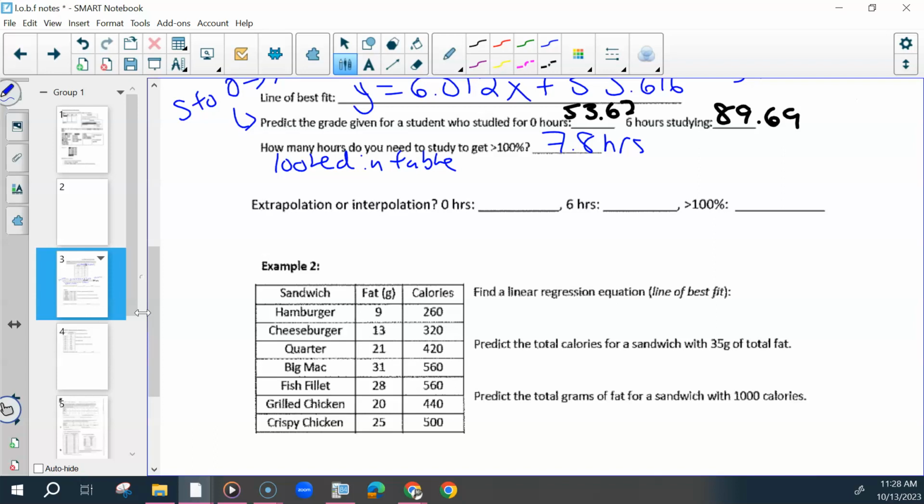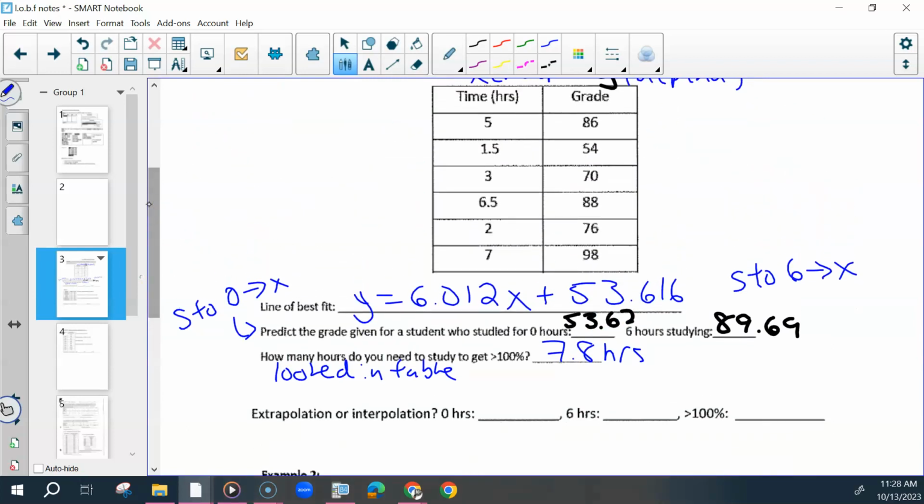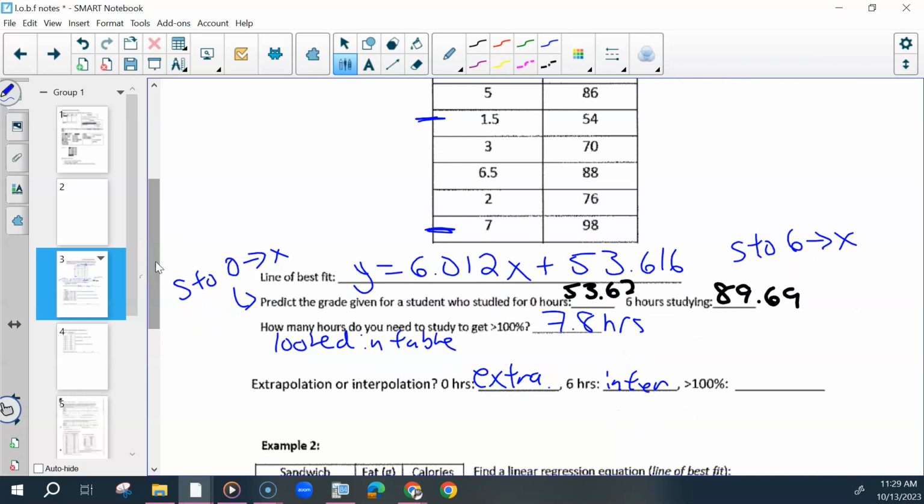Extrapolation is when you're talking about something outside of the data. So in our set of data, if I were to ask, is 0 extrapolation or interpolation? If 0 would fall inside of this data, that's interpolation. But if it falls outside of that data, it would be extrapolation. I see this one starts at 1.5 and it goes to 7. Would 0 fall between those numbers? No, so that would be extrapolation. Right, 6 hours, would that fall between those numbers? Yes, so that would be interpolation. So really you just have to know what those mean and how you can look at data to see that.